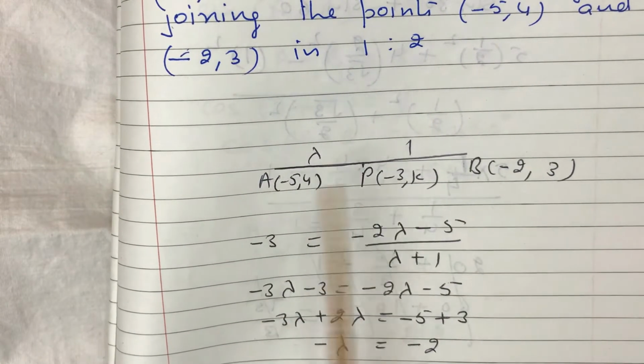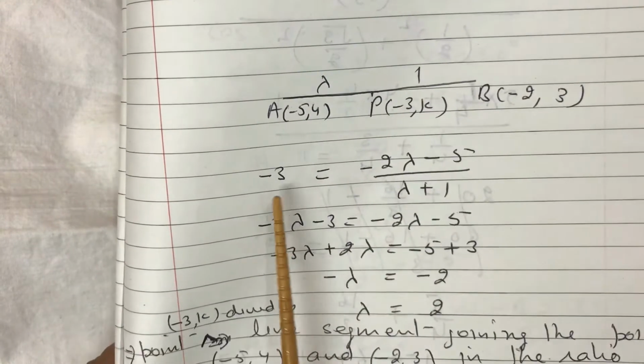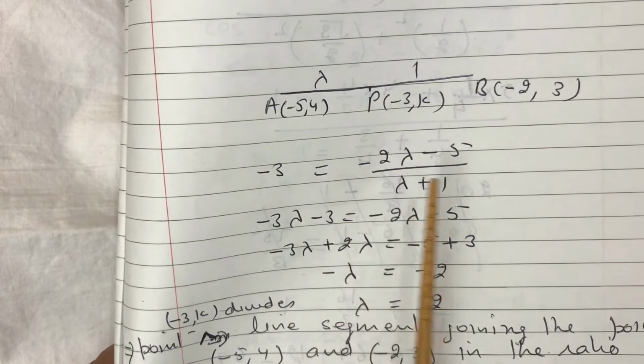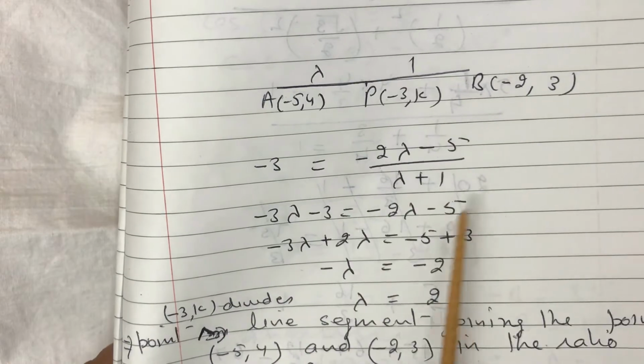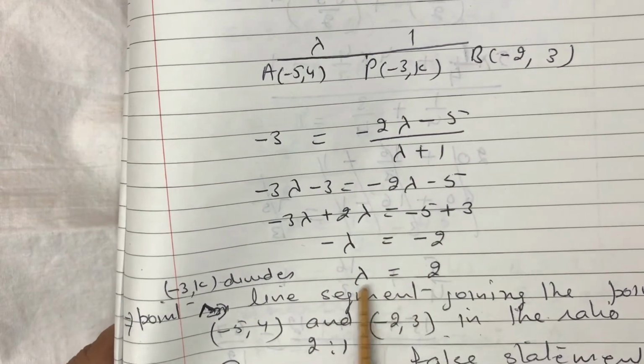This point divides this line segment in the ratio lambda : 1. So I am going to find the value of lambda. Minus 3 is equal to minus 2 lambda minus 5 upon lambda plus 1. When you solve this, you will get minus lambda equals minus 2. It means lambda is equal to 2.